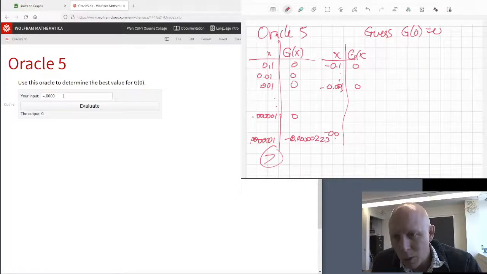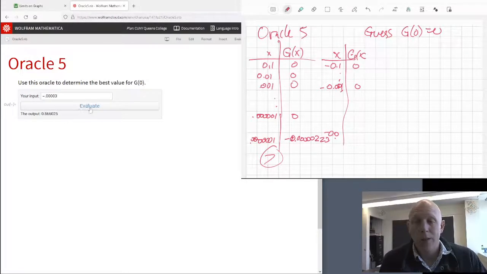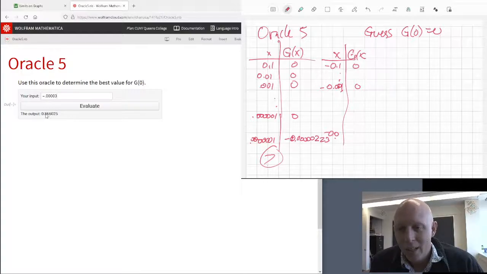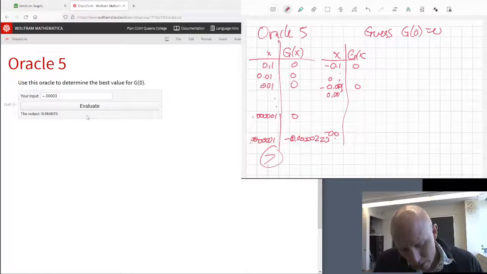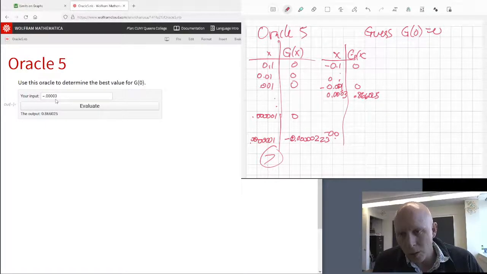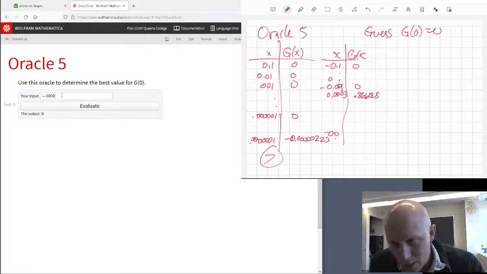What if we just tried a different number? Maybe I tried 0.00003. Wait a minute. 0.866? Wait, so if I put in here 0.00003, I get 0.866025. That's not close to 0. But if I put a 4 in here, well, that gives me 0. What if I put a 6 in here? Another 0.866. What if I put a 7 in here? 0.781? Okay, something weird is happening here.